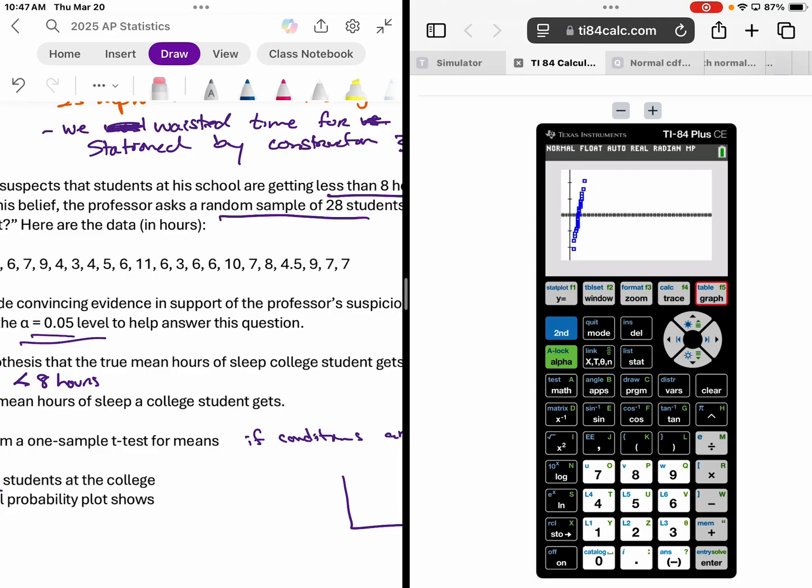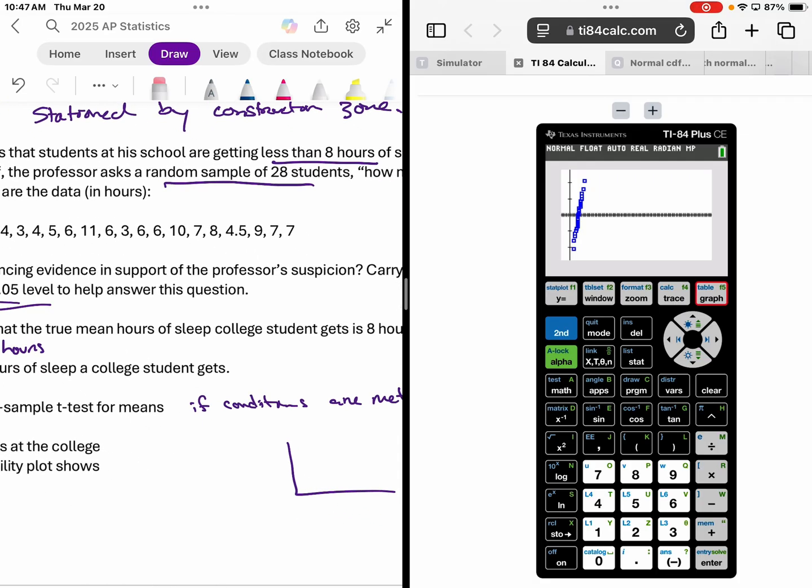It's a lot better looking. So there we go. We look normal. No outliers. And again, 28 is really close to 30, so we should be thinking, hey, we're close, we should be pretty normal, but we also have to check for outliers. Slight skewness would be okay when you're between 15 and 30. It's just that we can't have strong skewness or an outlier.